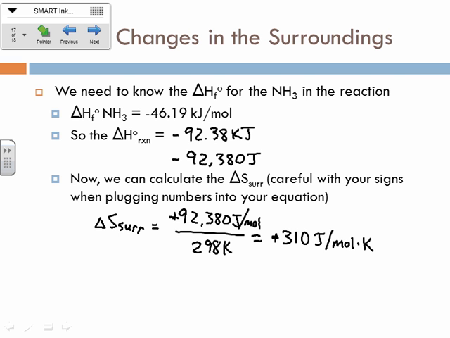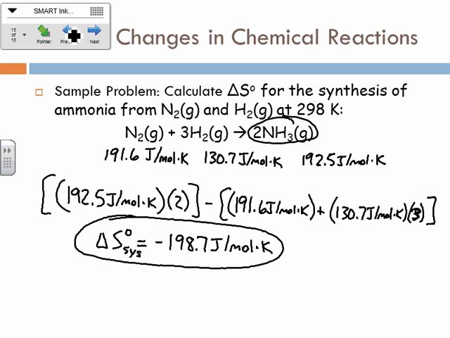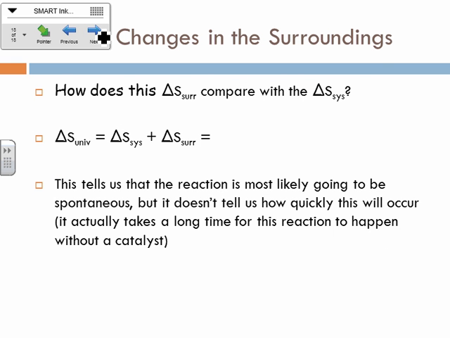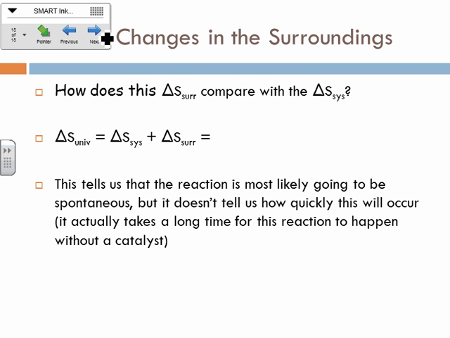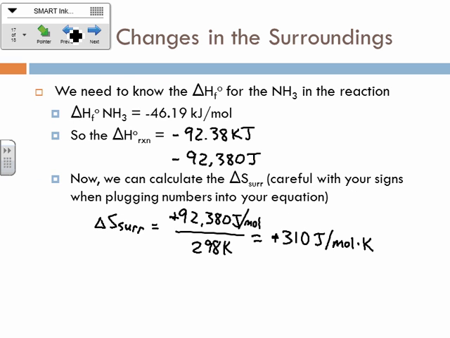Okay, so we just figured out the entropy change of our surroundings. Now let's compare that to the entropy change of our system. Which one's bigger? Surroundings, right? So then we can go back to what we did on the last set of notes. The delta S of the universe is the delta S of the system plus the delta S of the surroundings. Okay? Delta S of our system is negative 198.7. And we're going to add that to the delta S of our surroundings, which we just calculated as 310.